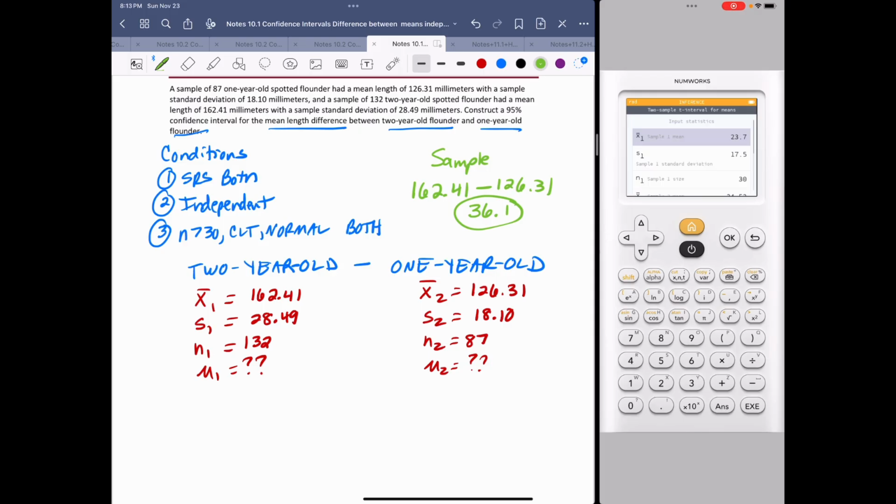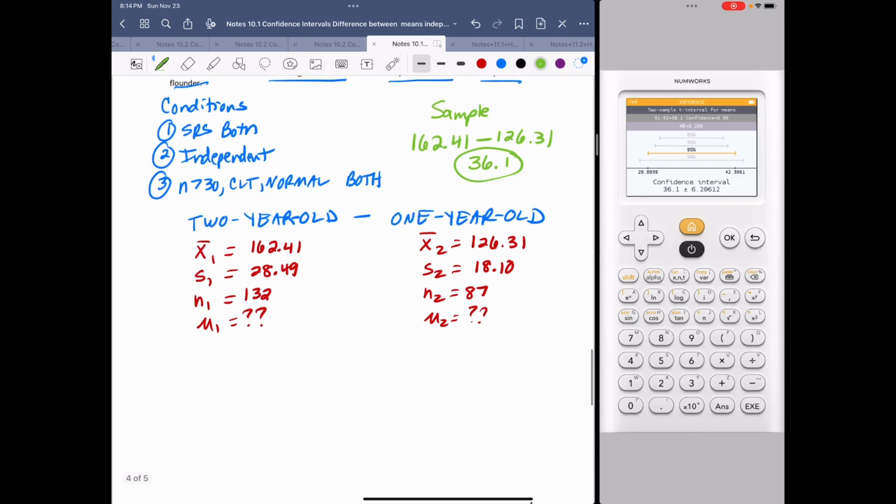My first sample mean is 162.41. My S is 28.49. My N is 132. The second one is 126.31, 18.10, and 87. I want 95% confidence. There's that point estimate, that 36.1. I'm going to skip this, and I'm going to go to my answer.